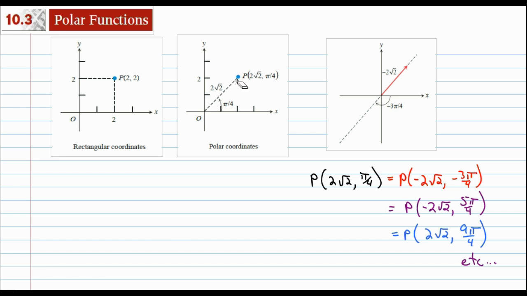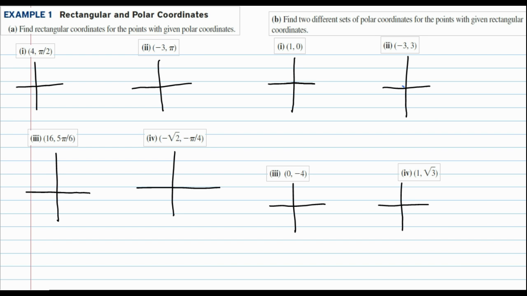This next example is going to ask you to do that too. So example 1, rectangular and polar coordinates. First we're going to find the rectangular coordinates for the points with the given polar coordinates. That's part A. Then in part B we're going to find two different sets of polar coordinates for the points with given rectangular coordinates. So in A we're going from polar to rectangular, and in B we're going from rectangular to polar.